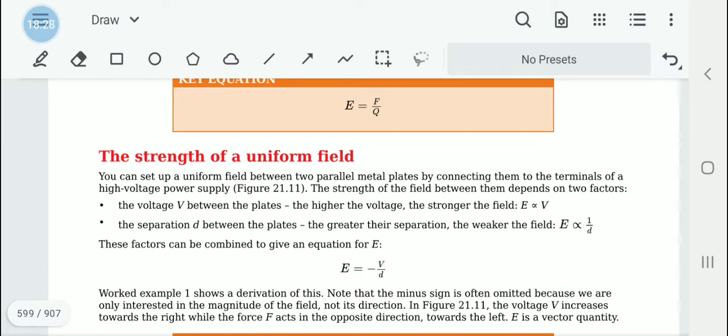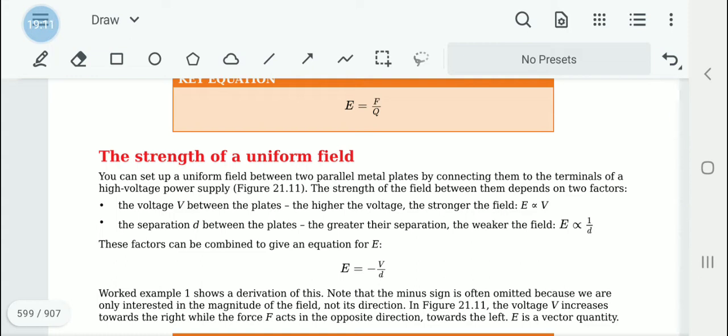Leave a line and write. When two parallel metal plates are connected by a high voltage power supply, the strength of the field will depend on two factors. Number one, the voltage V between the plates. Put a dash and write. Higher the voltage, higher would be the field, or stronger would be the field. E is directly proportional to V.